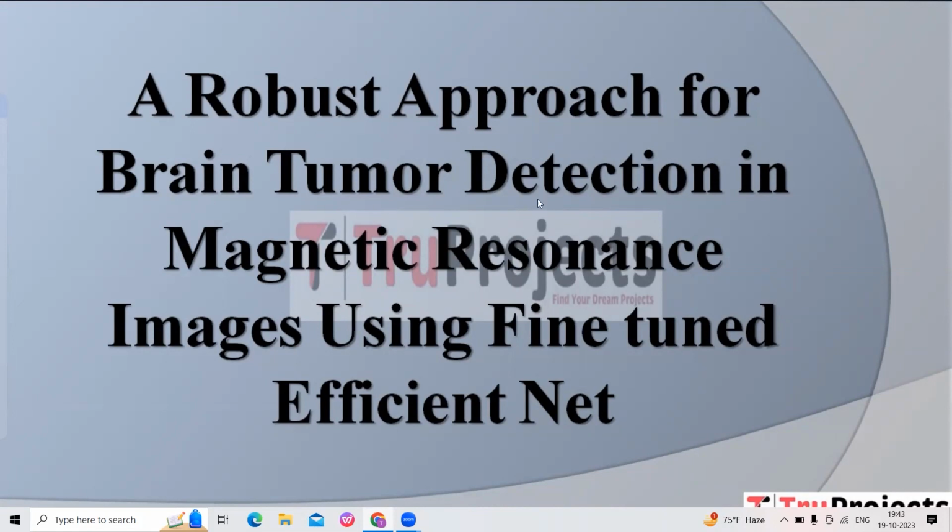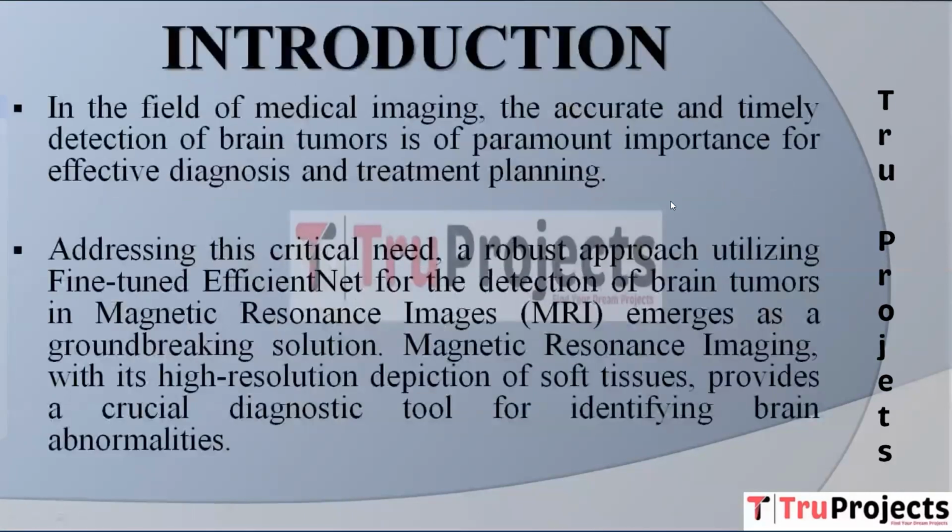A robust approach for brain tumor detection in magnetic resonance images using fine-tuned EfficientNet. So now coming to the introduction part. In the realm of medical imaging, the precise and timely identification of brain tumors is crucial for effective diagnosis and treatment strategy development. In response to this vital requirement, an innovative solution utilizing fine-tuned EfficientNet for the detection of brain tumors in magnetic resonance images, that is MRI, has emerged.